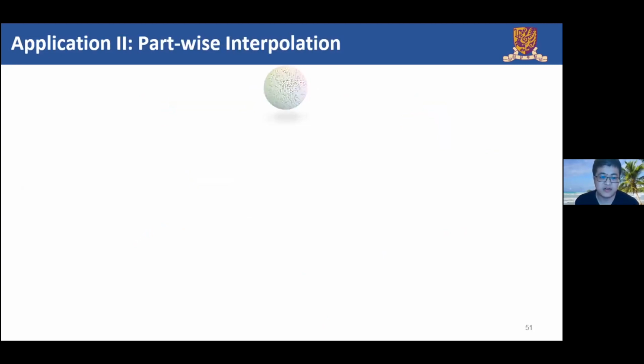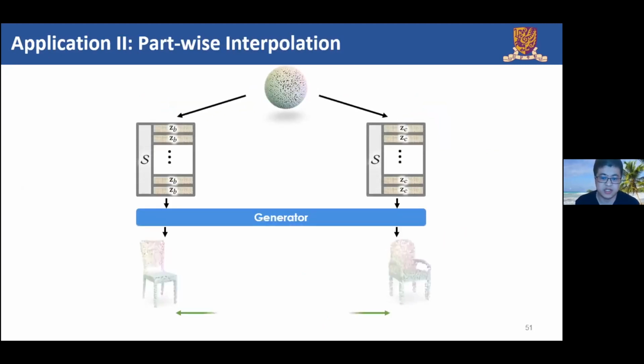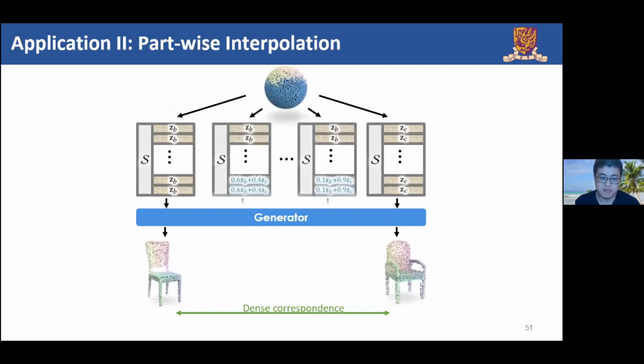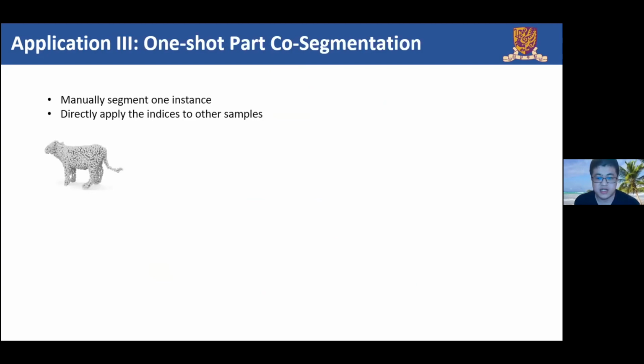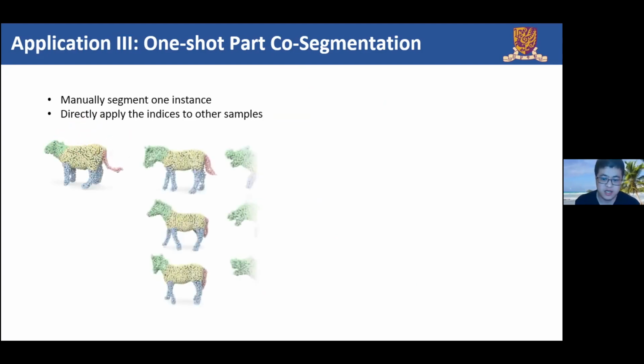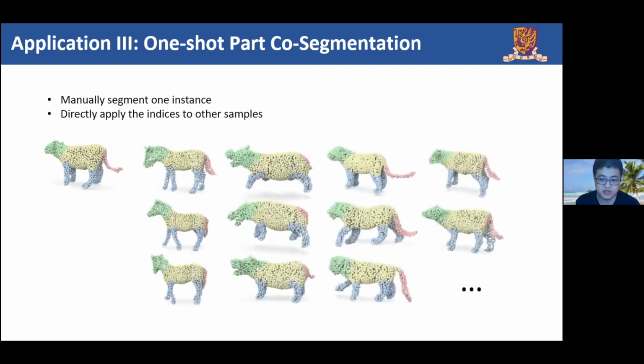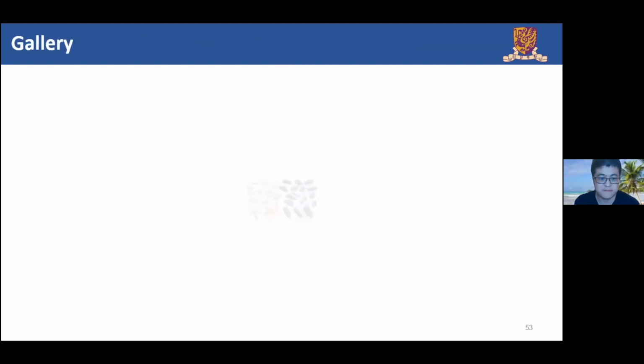Further, taking the sphere as a proxy, the dense correspondence can be spread across different objects. Similarly, we can select some part and do part interpolation between two generated objects. Another application is that our learned dense correspondence facilitates one-shot part co-segmentation. Here, we just need to manually segment one instance and directly apply the point-wise labels on the other instances, such that all the other shapes are co-segmented without any extra effort.